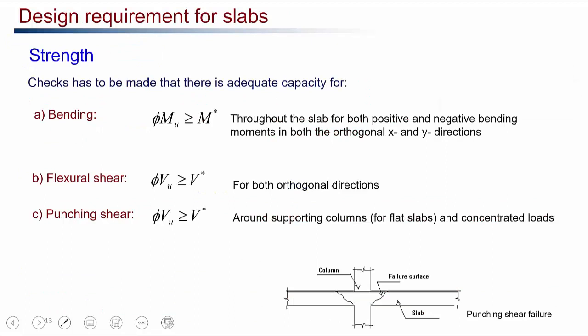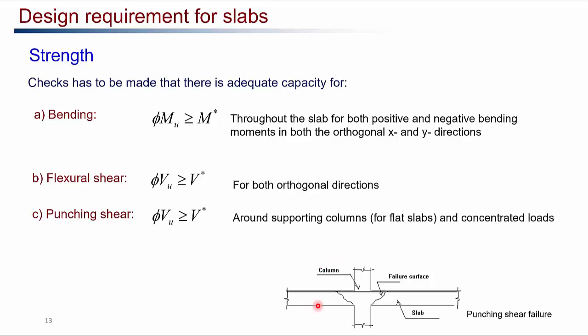From the ultimate strength design perspective, we have to make sure that a slab has adequate capacity in bending. That means the design moment capacity phi Mu is greater than or equal to the moment M star, and also it has a capacity in shear as well, that is phi Vu, the design shear capacity, is greater than or equal to V star in both directions. And if it is a flat slab or flat plate, we also have to do the design check for punching shear. That means phi Vu, the punching shear capacity, should be greater than or equal to V star.